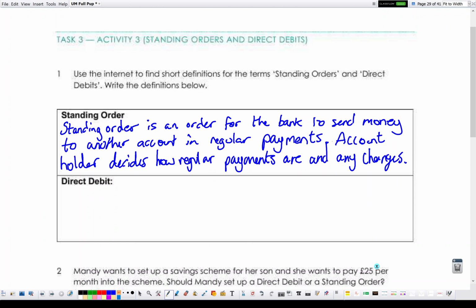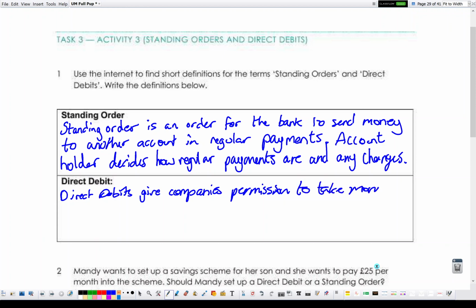So let's write down a definition for the direct debit. So direct debits give companies permission to take money from your account. So if you pay your energy bills this way, or a gym membership, which would usually be paid by direct debit, you're giving that company permission to take money from your account.